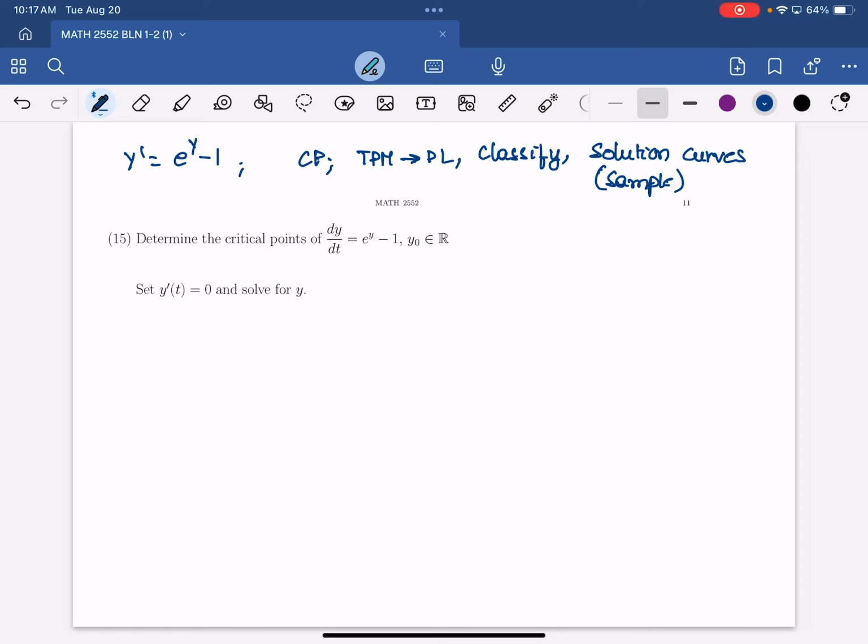So first thing is you want to find the critical point. How do you find the critical point? You set y prime equals 0. In other words, y prime is f of y, which is 0. f of y is e to the y minus 1 equals 0. So you get e to the y equals 1. So what is y? y equals 0 is the critical point or the equilibrium solution. Is that clear? So now the question is, is it asymptotically stable? Is it unstable? Or is it semi-stable? So we want to use the test point method and decide on that. Okay?